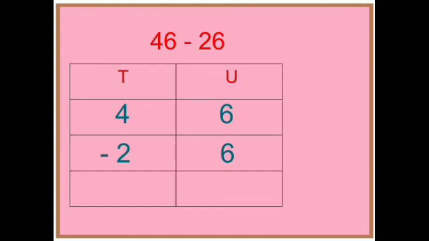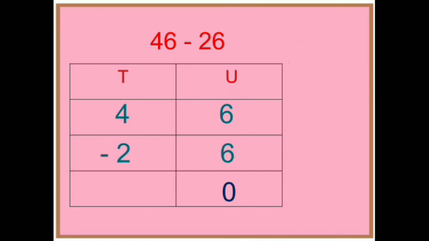First number is 6. So we have 6 fingers. Next number is 6. So we will cut 6 fingers. 1, 2, 3, 4, 5, 6. Now, how many fingers are left out? No fingers are left out. So, we will write 0 in units place. Next, we should subtract the digits in the tens place. They are 4 and 2.